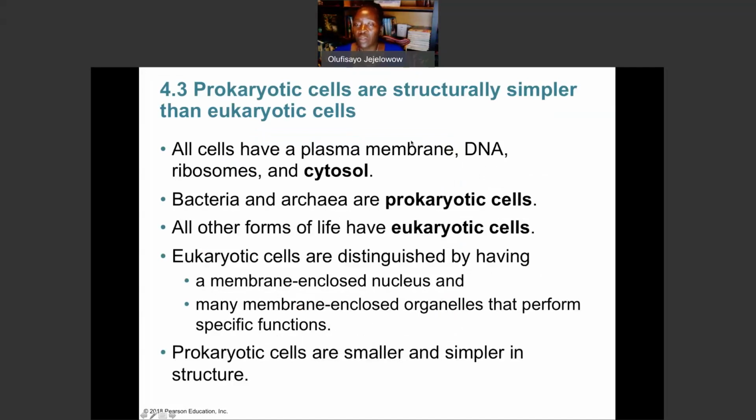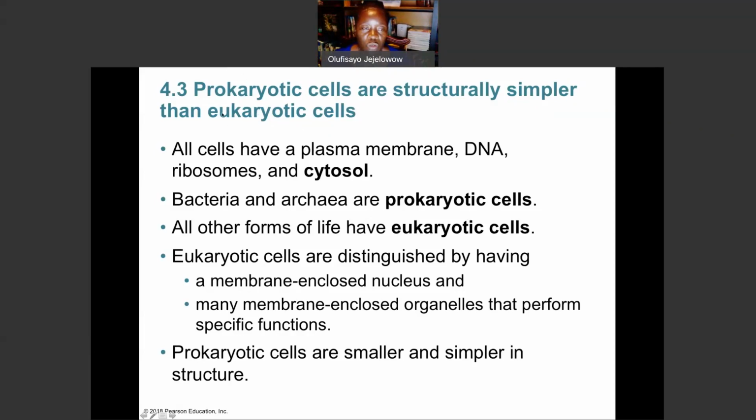Prokaryotic cells are structurally simpler than eukaryotic cells. Pro means before, karyon refers to the nucleus. So prokaryotic cells are those cells that evolved before the evolution of a true nucleus. Eu means true, so eukaryotic cells have a true nucleus. Prokaryotes do not have a true nucleus that's membrane bound. Eukaryotes have all of their DNA packaged in the nucleus that's surrounded by the nuclear membrane. So they have a true nucleus.